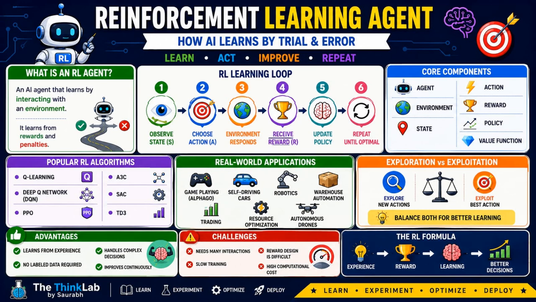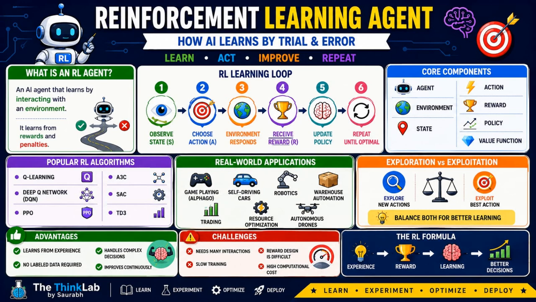PPO's full form is proximal policy optimization. And now we have another algorithm, A3C. It allows multiple agents to learn simultaneously. Another is SAC, which is useful for continuous control problems like robotics. TD3 is also there, which improves stability in continuous action environments. So these are all the famous reinforcement learning algorithms, and each algorithm is designed for a different problem.